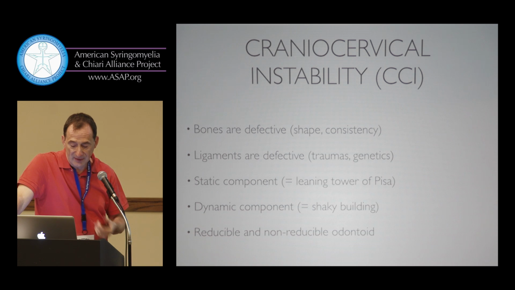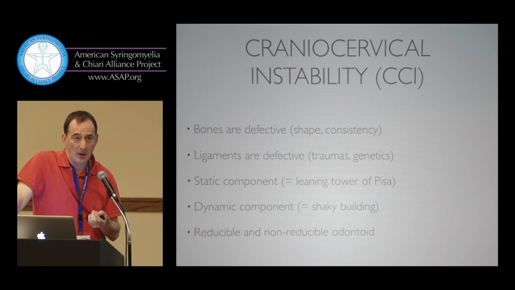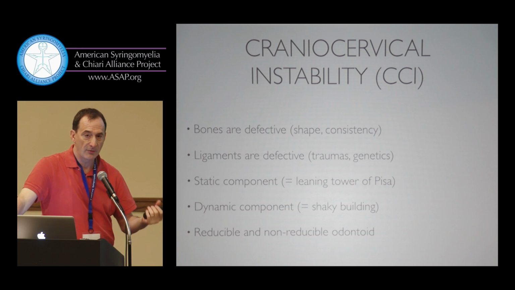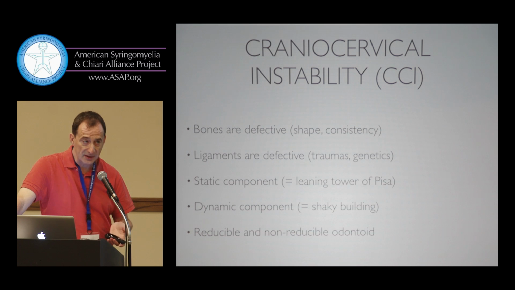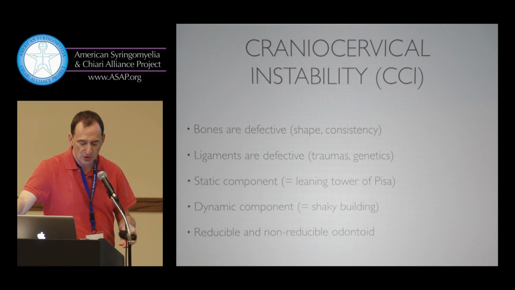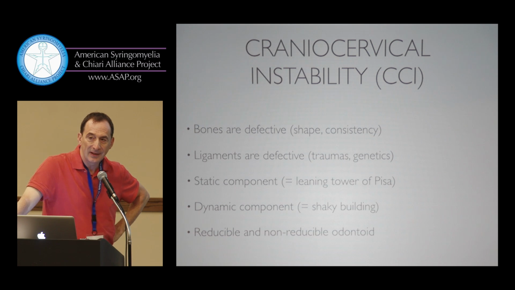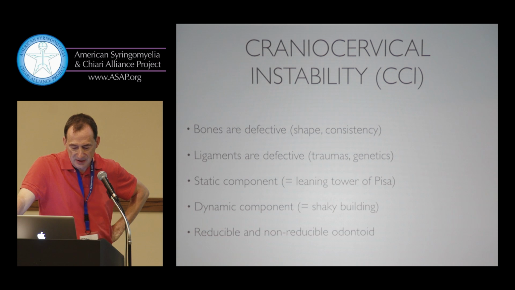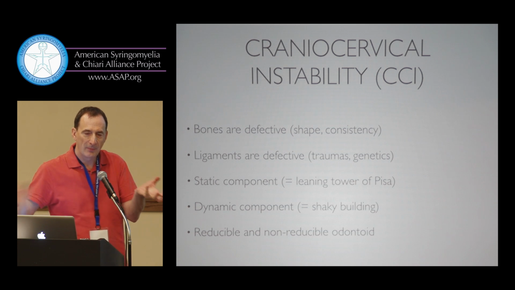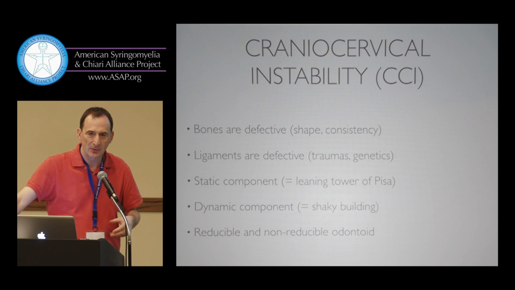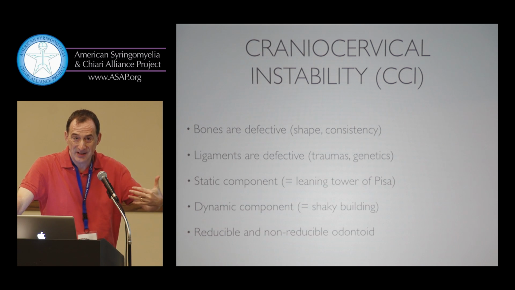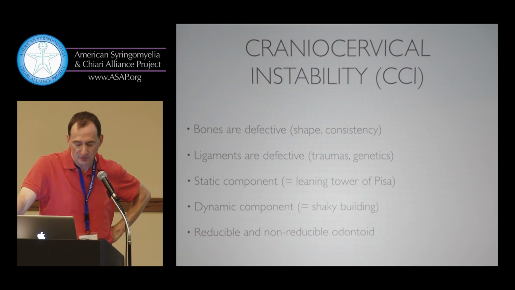The ligaments can be defective, and they can be affected by traumas. Somebody has a whiplash injury and you rip them, or by genetics. Again, Ehlers-Danlos syndrome and many other connective tissue disorders like Marfan and Loeys-Dietz can affect the integrity and the structure of these ligaments. So you have bones which are a problem, and you have these rubber bands keeping it together a problem, and this adds to the Chiari malformation in its clinical effect.